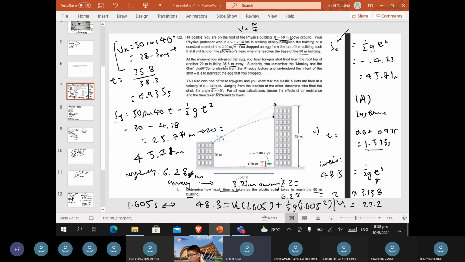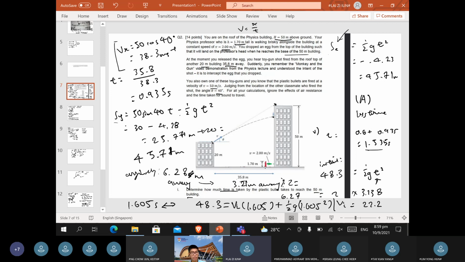So this s_y is going to be with respect to the 50-meter building. That will give us minus 4.23 meters with respect to 50 meters. So it's 50 minus 4.23, and we get 45.71 meters. That's the same as the vertical height of the bullet after 0.935 seconds. So that's why we can prove that the y coordinate is going to be the same, and the x coordinate is going to be the same as well. So it's definitely going to hit it.